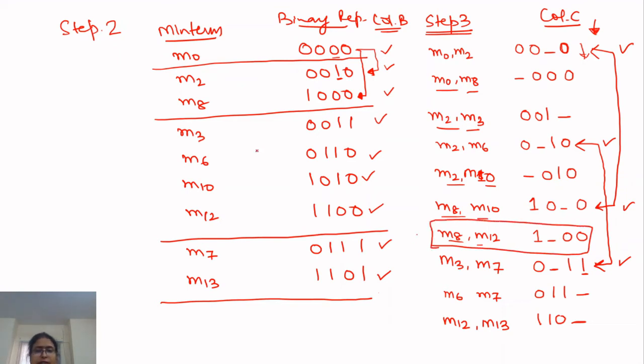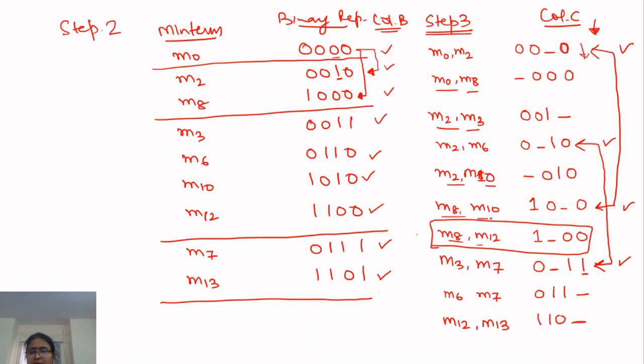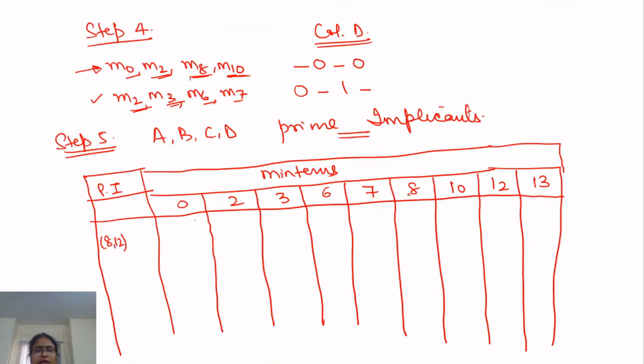So how will you write it? You will write here 8, 12, and in prime implicant it will be written as 1 dash 0 0. This dash means it can be any, and 1 dash 0 0 means this is A B C D. So this is A, B dash, C bar, D bar. So you will skip the dash and write A C bar D bar. Clear? So you will write like this.